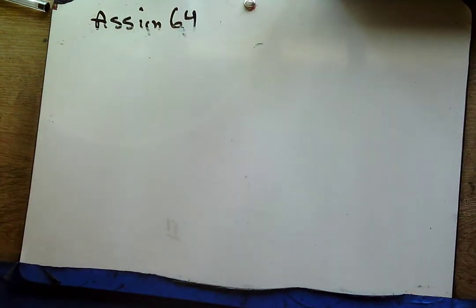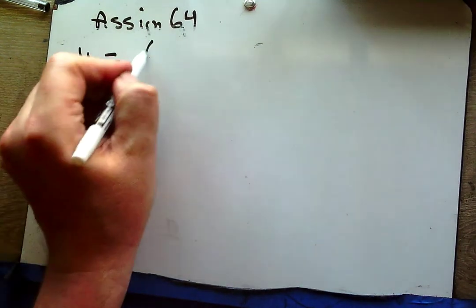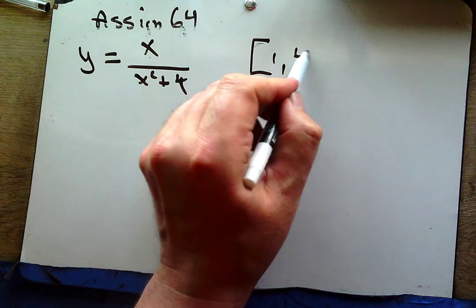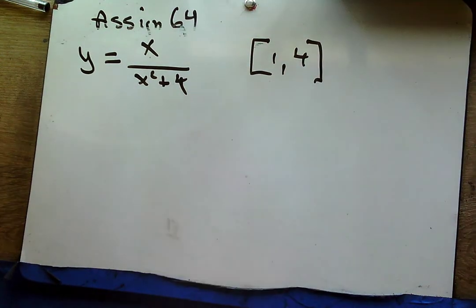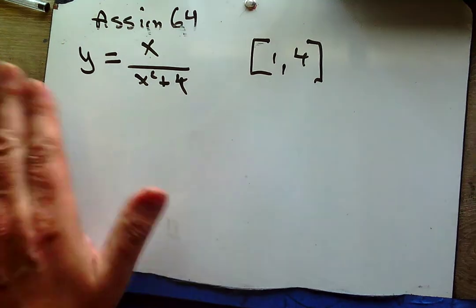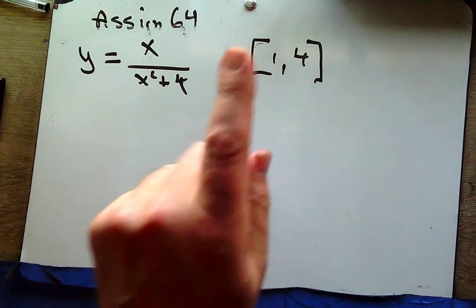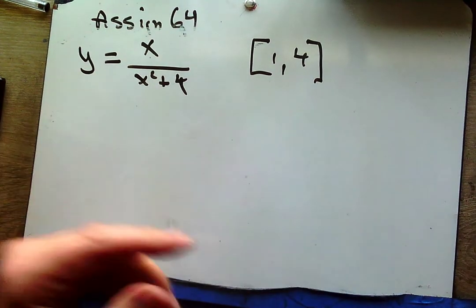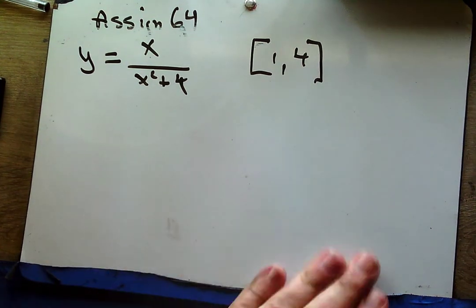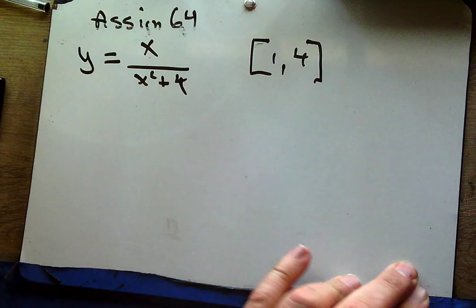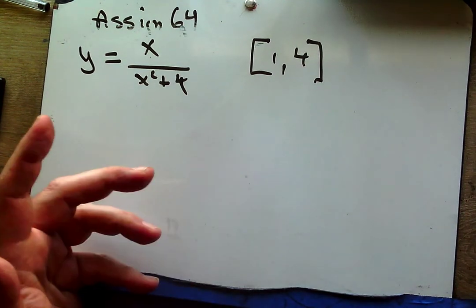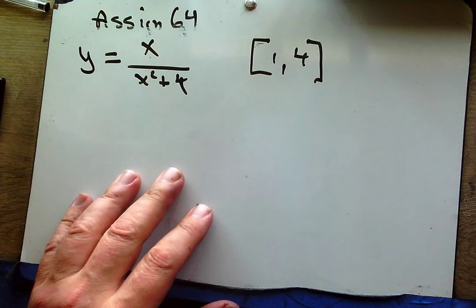And so here's one for you. y equals x over x squared plus 4, and we're looking on the interval from 1 to 4. All right, same questions. First question, does this on that interval meet the preconditions for the mean value theorem? And then second, if it does, you want to satisfy our curiosity as to where that happens.